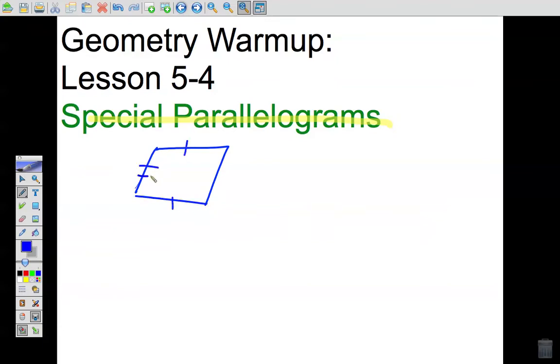so both pairs of opposite sides are equal. If you have a parallelogram, we also know the opposite angles are equal. So that pair are equal to one another. This pair is equal to one another.